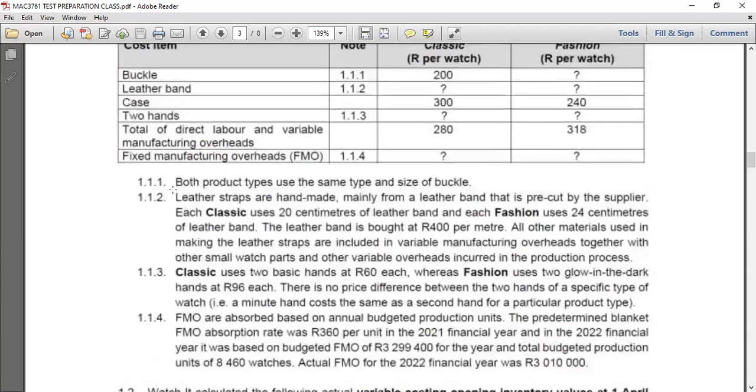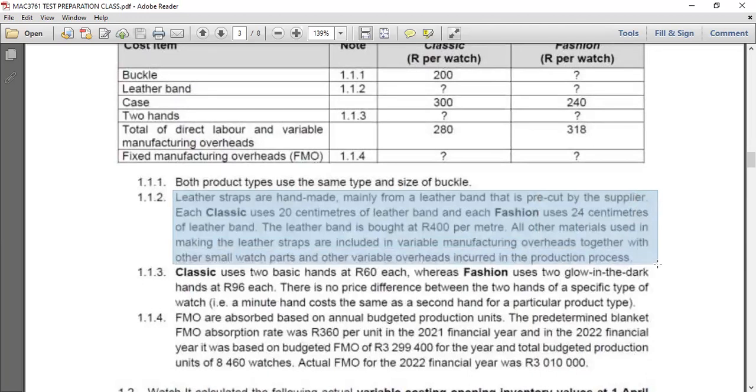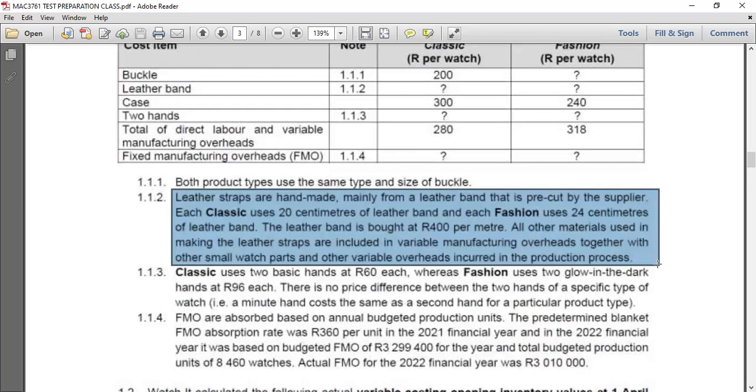Right. The leather strips are handmade mainly from a leather band that is pre-cut by the supplier. Each classic uses 20 centimeters of leather band, and each fashion uses 24 centimeters of leather band. The leather band is bought at 400 per meter. You should be very careful there. The quantity required is given in centimeters, but the price is per meter. So you can do one of two things: either convert the centimeters to meters, or convert the price per meter into a price per centimeter. Whatever you do, you get the same answer.